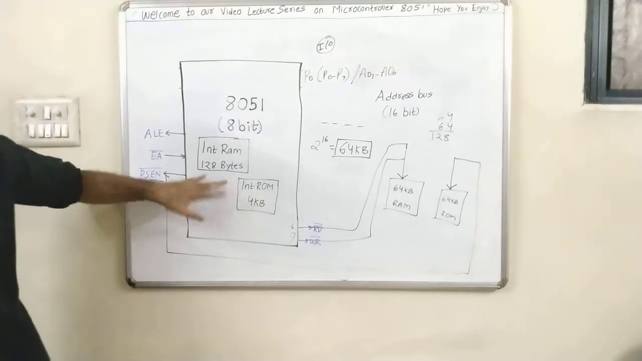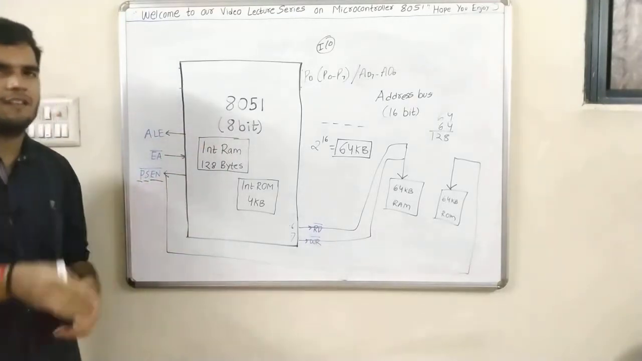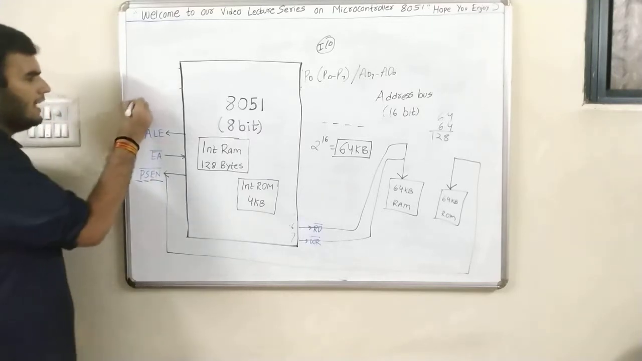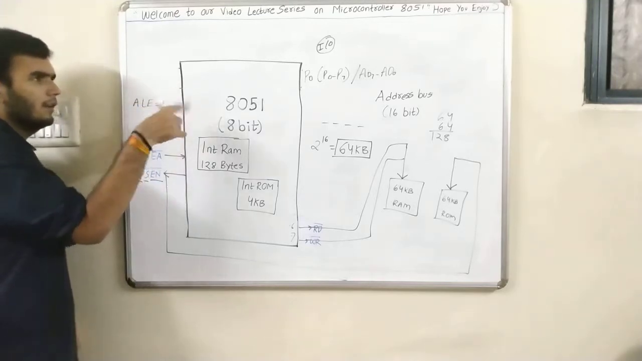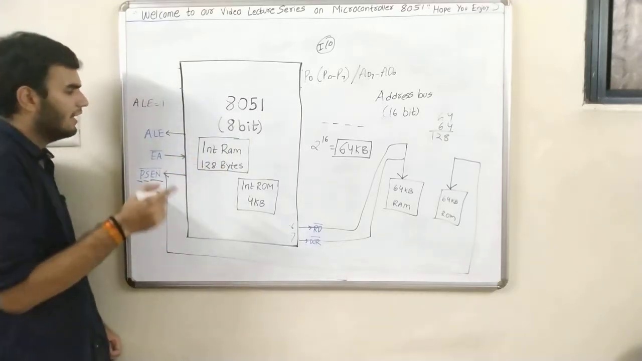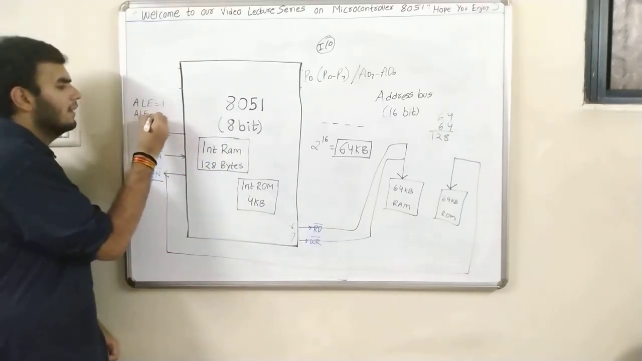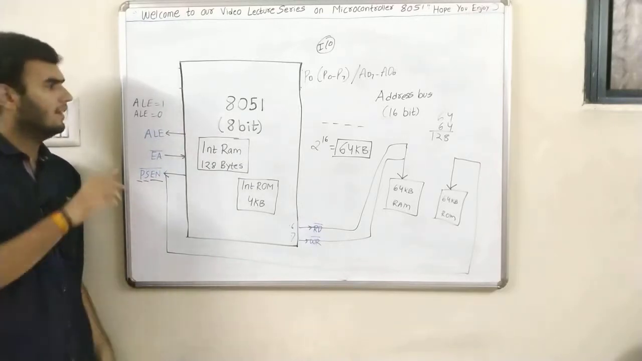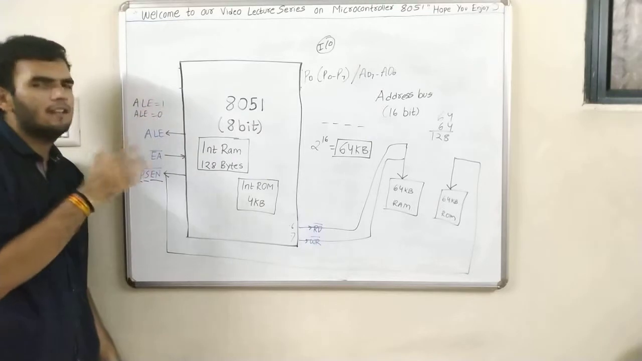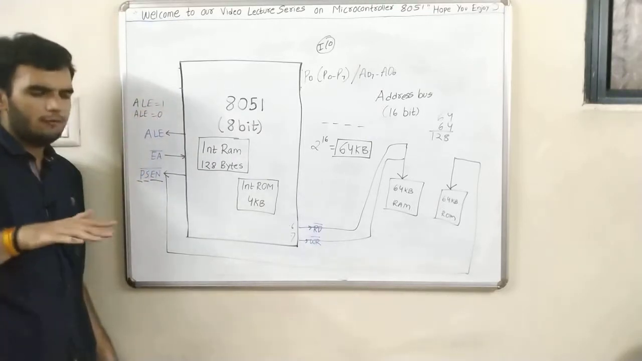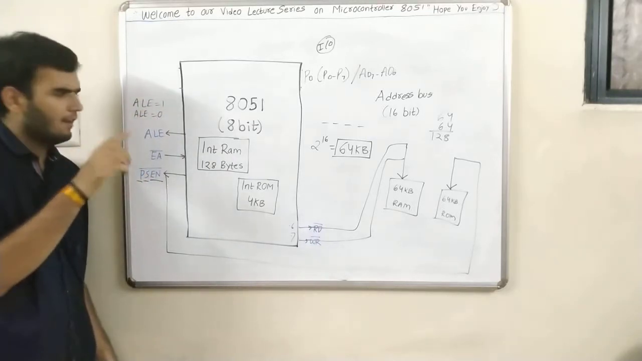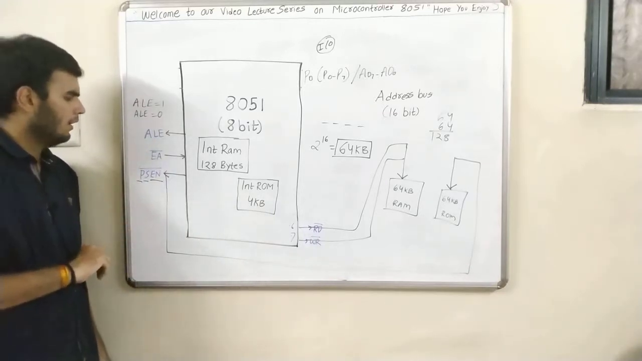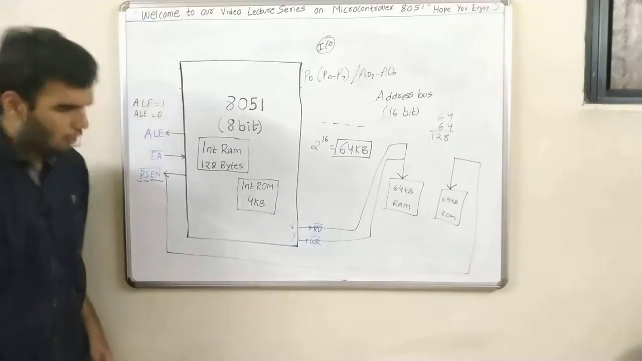Now how will it know whether it is data or an address? So this is address latch enable. When this is 1, the thing which is going is an address, and when it is 0, it is data. Okay, so when it is 1, it is an address, when it is 0, it is data. So by simply checking ALE we can know, okay, this is address or this is data. So I hope this all is clear.